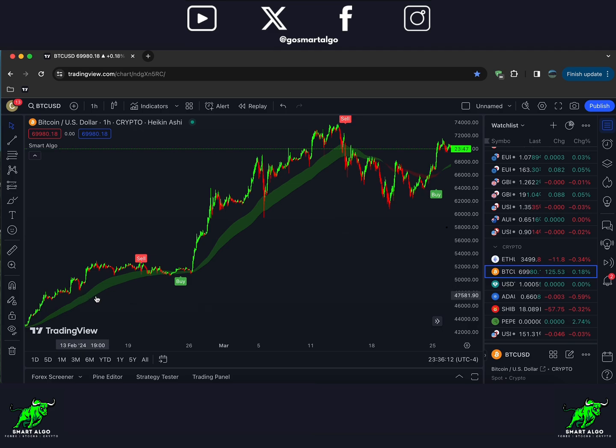So let's say the cloud is green. We're mainly going to be looking for buy signals because the overall trend is bullish. So any sell signals that we see while the cloud is green, we're going to be ignoring those. Now, I'm not saying the sell signals are going to be inaccurate if the cloud is green. Like as you can see right over here, you could have made a lot of money on the sell signal and the cloud was green.